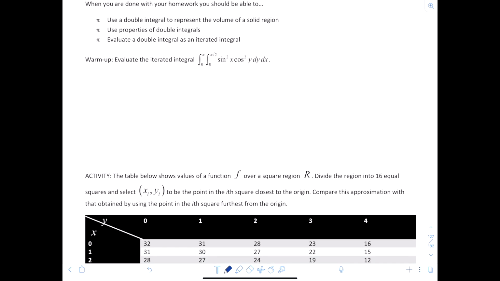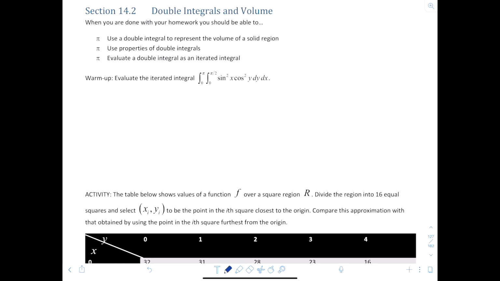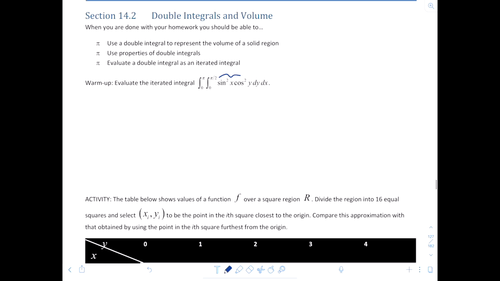We've got this iterated integral that's going from 0 to pi on our x, right? Because dx is on the outside, and 0 to pi over 2 on our y. And then f of x and y, so keep this in mind: z equals f of x and y, which is equal to sine squared at x times cosine squared at y, all right?